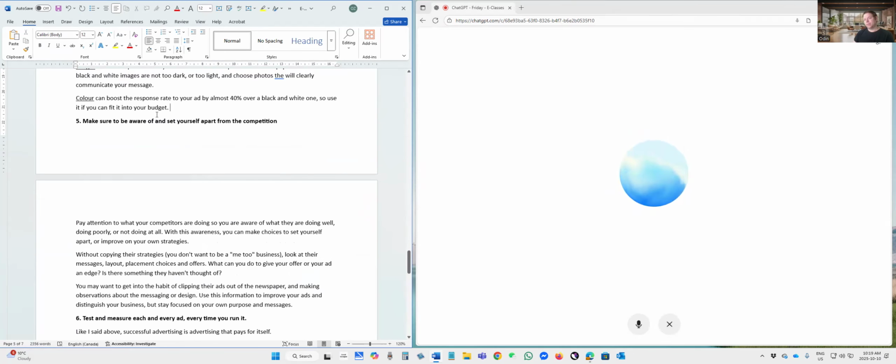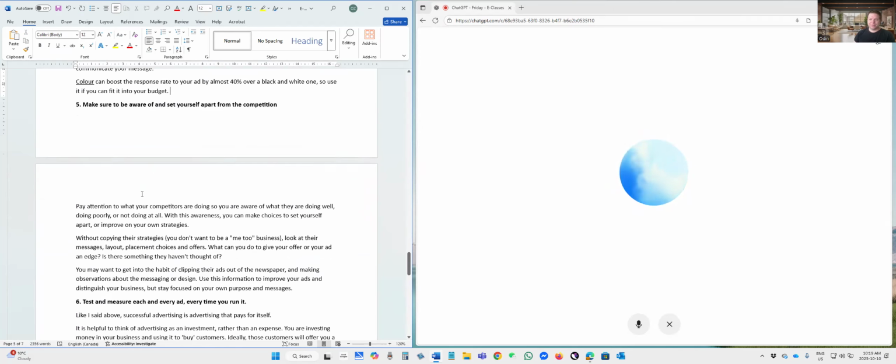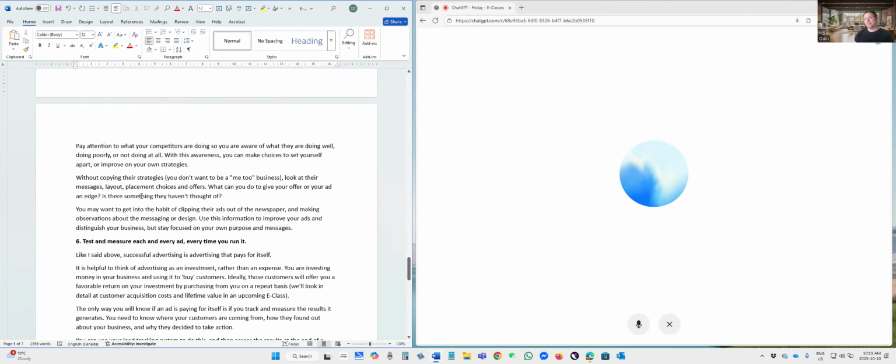Absolutely. Let's keep going. 5, make sure to be aware of and set yourself apart from the competition. Pay attention to what your competitors are doing so you are aware of what they are doing well, doing poorly, or not doing at all. With this awareness, you can make choices to set yourself apart or improve on your own strategies, without copying their strategies. You don't want to be a "me too" business.